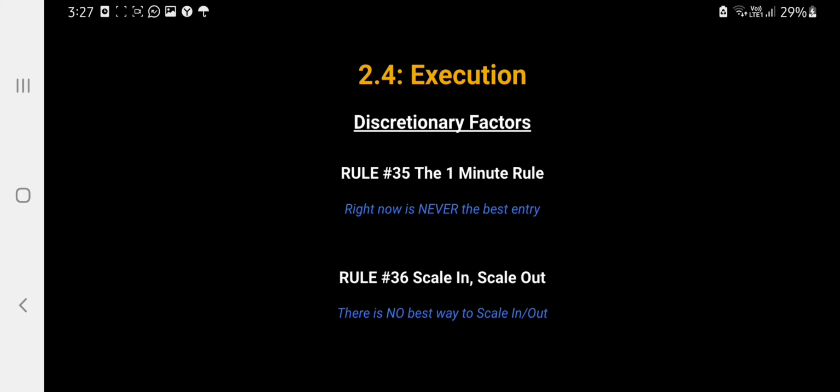Rule 35, the 1 minute rule. This is super important. If you're entering a trade and you see price move down to whatever level you want, or you see a candle moving in one direction, or something happens, there's a bit of news, whatever. You have an impulse, which is very normal and natural, to enter the trade. Right now is never the best entry.